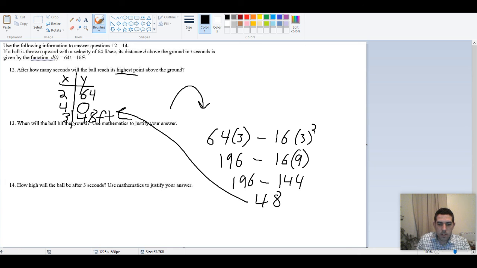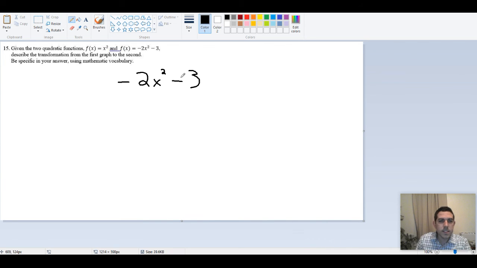The last problem was our transformations. We did pretty decent with this. We should have been a little more specific about the transformations. The negative makes it reflect. That was kind of easy, but you couldn't just say it's upside down. You had to use the word reflection. The 2 made it dilate. Dilate or dilation. You should have said dilated by a factor of 2 because of the 2.